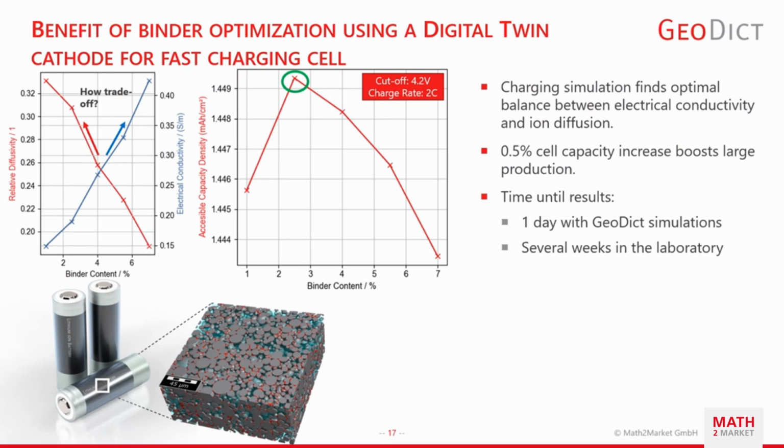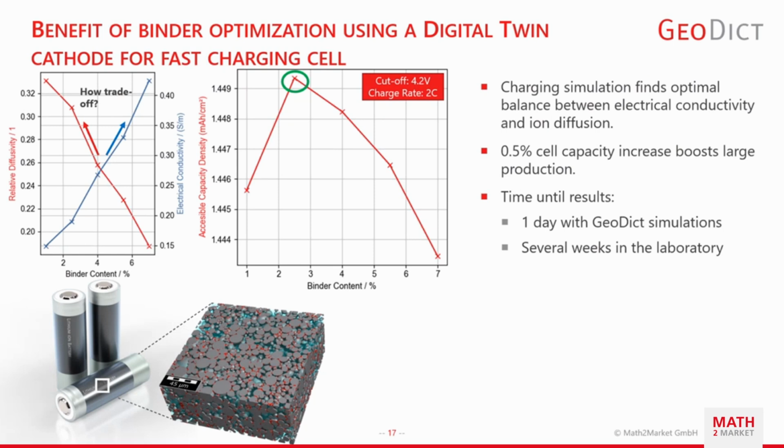When you increase the CBD phase, so more binder and carbon black in the sample, then the electrical conductivity of the electrode will go up. But at the same time, you have less pore space available and the ion transport will get reduced. So the ion diffusion inside the electrode goes down when you have more binder. And the question is now, how can you trade off between these two different properties of the electrode? Because you need both. You need good electron conduction and you need good ion diffusion.